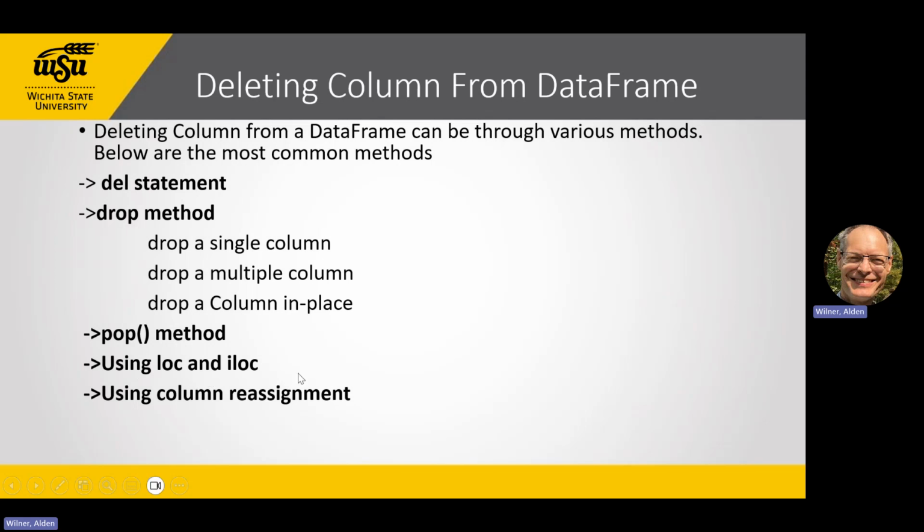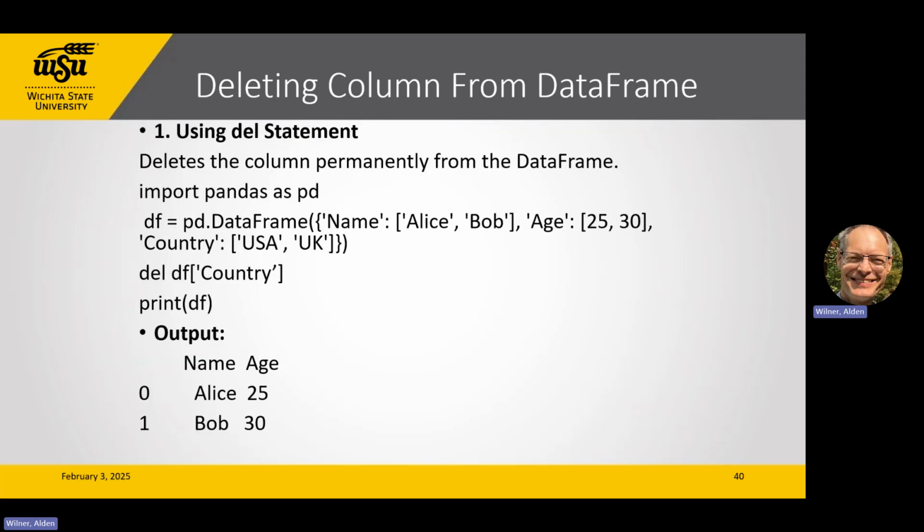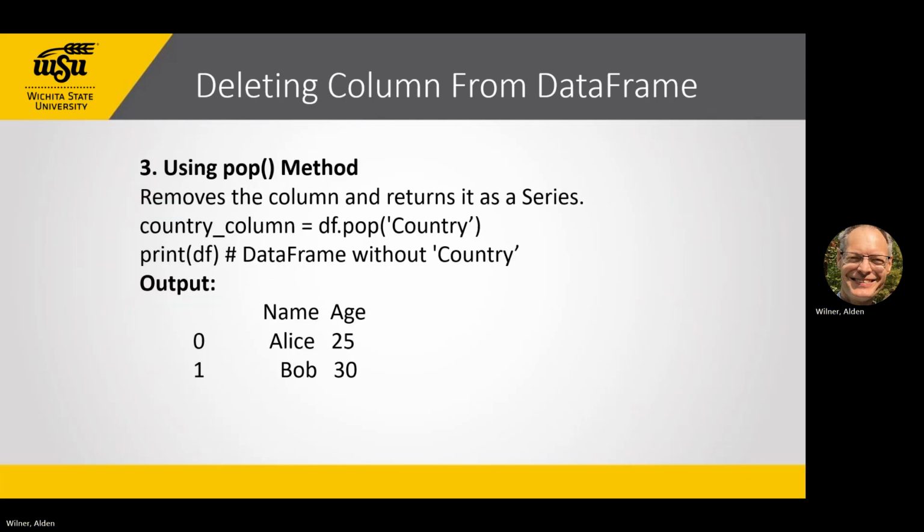Right. So that's where we'd use a pop. We can use loc, iloc to specify what we want to pop out or delete. Or we can use column reassignments on there. So for instance, using the delete statement, del df, the data frame. This will literally yank it out of the data frame in place. Using the pop method, we say country column equals df.pop country, and print. I think we need to do, okay, df.pop does in place by default. So we're working on it in place.